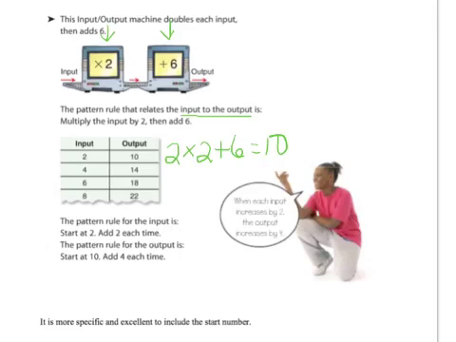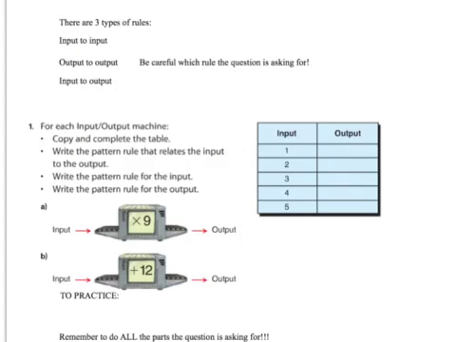Now, we could also look again at the input to input rule, and here we can see that it's increasing by 2 each time, so plus 2, and we're starting at 2. Starting at 2, add 2 each time. The output to output rule, we can see that it's increasing by 4 each time, and we're starting at 10. Starting at 10, adding 4 each time. So that's our input to input rule and our output to output rule and our input to output rule. So remember, there are 3 types of rules. There are input to input rules, output to output rules, and input to output rules. Be very careful which rule the question is asking for.